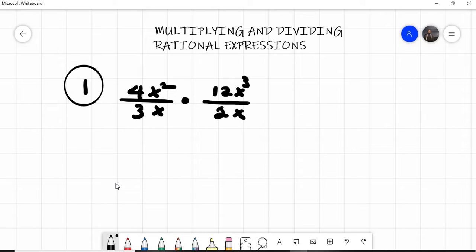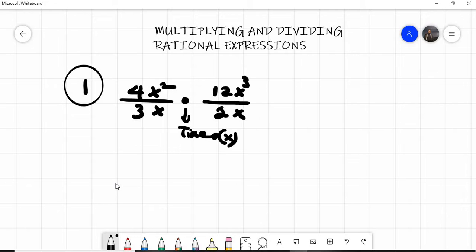Today we are learning how to multiply and divide rational expressions. Some equations we multiply, and some we divide. So, given this first example: 4x squared over 3x, times 12x cubed over 2x. The dot I used means times, because the book uses x for times, but we have x's in here.